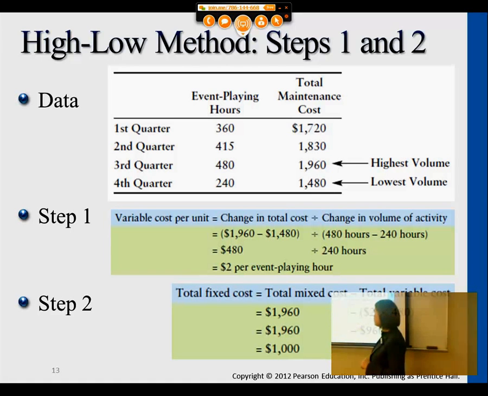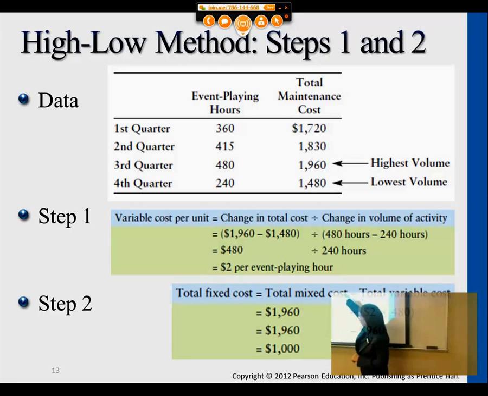Okay? So what am I going to do here? I'm going to take the $2 per event plane hour, and I'll multiply it by 480, my highest volume, because I'm looking for variable cost. For the mixed cost, I'm going to take my highest, this 1960. So I'm going to use just one number out of the column, out of the table. I pick third quarter, the highest.